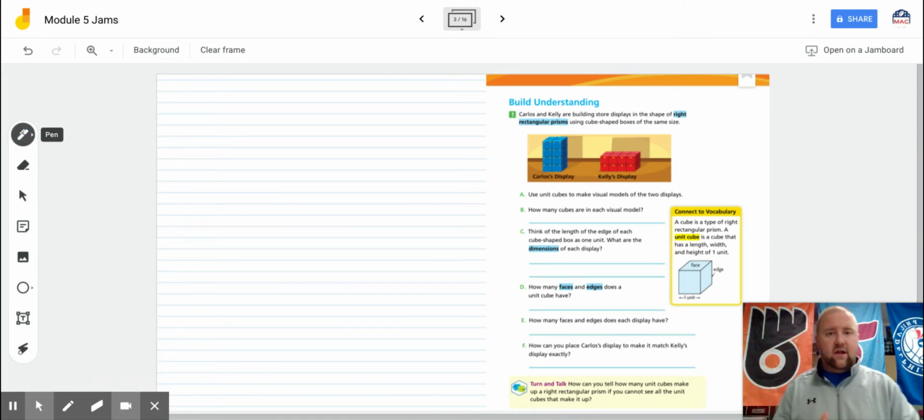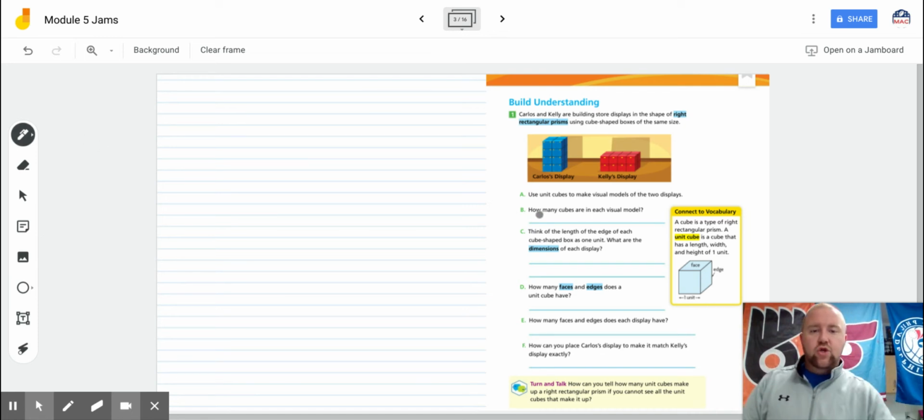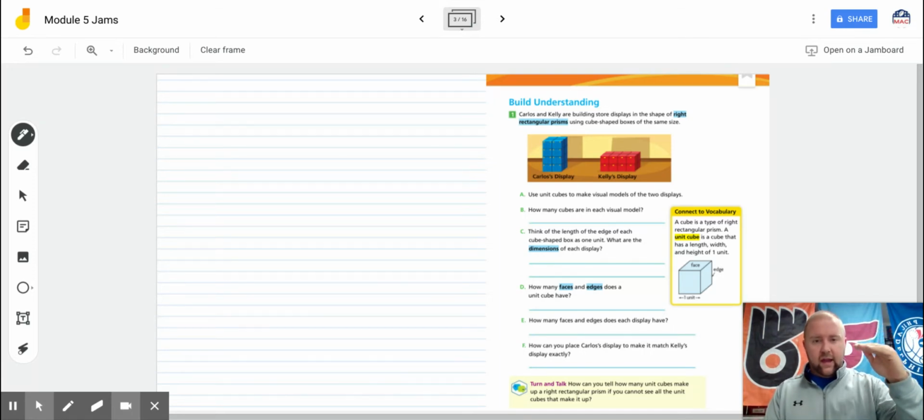It says Carlos and Kelly are building store displays in the shape of right rectangular prisms using cube-shaped boxes of the same size. Use unit cubes to make visual models of the two displays. So if you have cubes or anything around, you could do exactly what they did. Okay, you can see that Carlos has two boxes here, and then there's also two behind it. So there's 4 on the bottom, and then 4 again, 4 again, and 4 again.